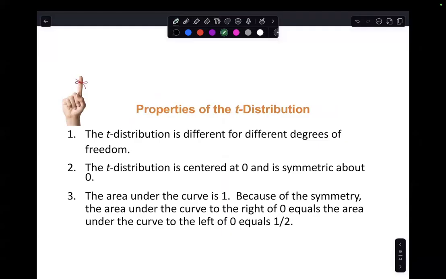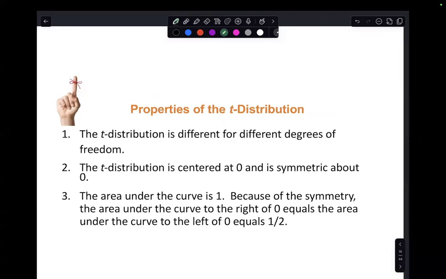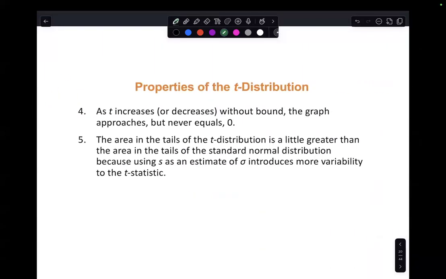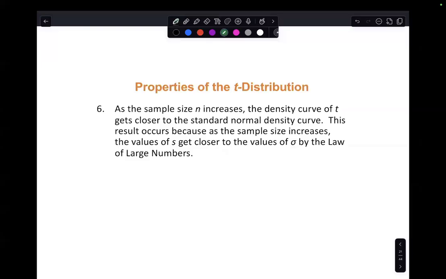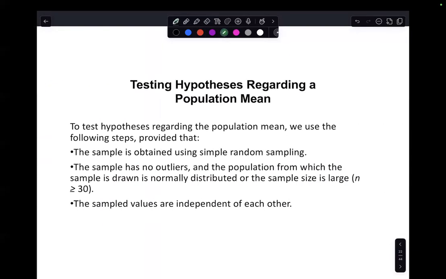T-distribution, this is just a reminder. T-distributions are different for different degrees of freedom. It's centered about 0, symmetric. The area under the curve is 1, but it's kind of fatter in the tails than Z. I'm not going to ask you to tell me all of this, I'm just reminding you what T-distributions are. As our sample size increases, it becomes more and more normal. Bigger samples are better.